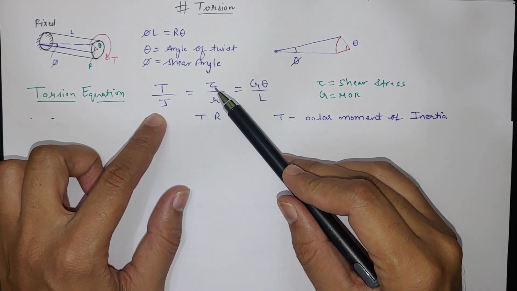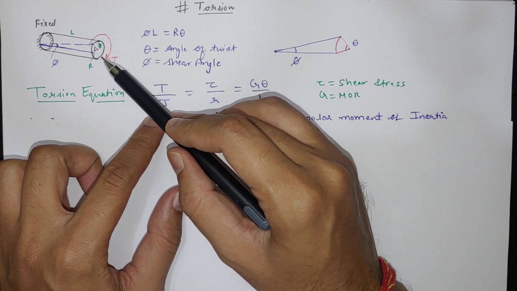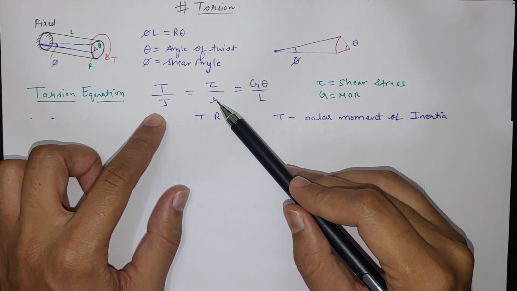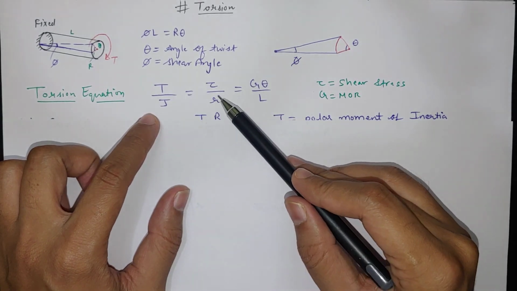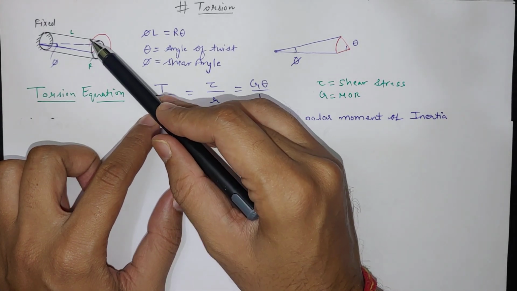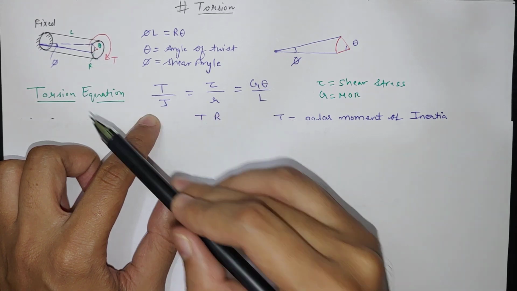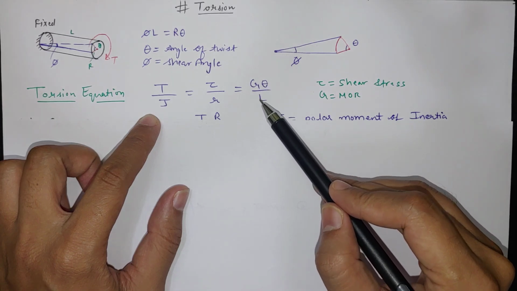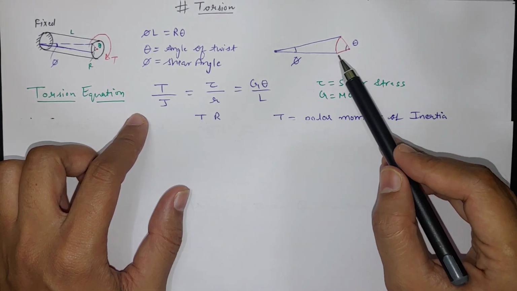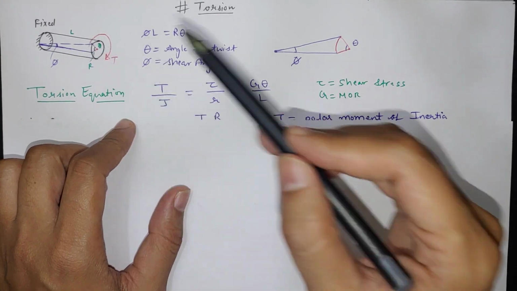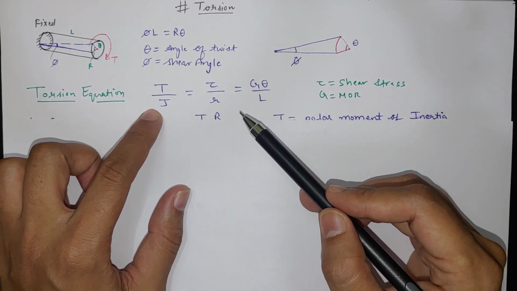Tau by r, tau is the shear stress generated inside the material, which will vary with respect to r, at different values of r from 0 to the maximum value, which is capital R. This tau will vary, and tau maximum will be at the surface, means at the capital R. So there will be tau maximum. Now G theta by L, G is the modulus of rigidity of the material, theta is the angle of twist as we know, and L is the length of this bar. So from this we can calculate all the variables which are asked in the question from the other variables which are given in the question.